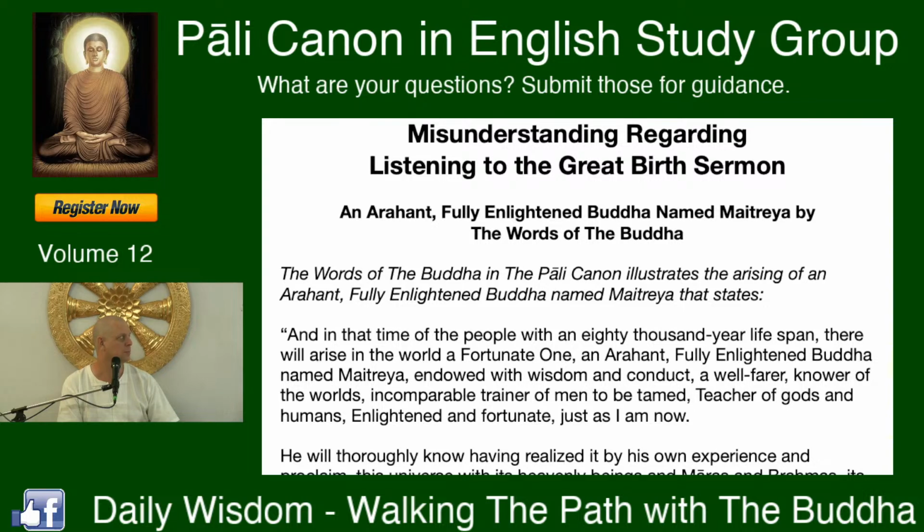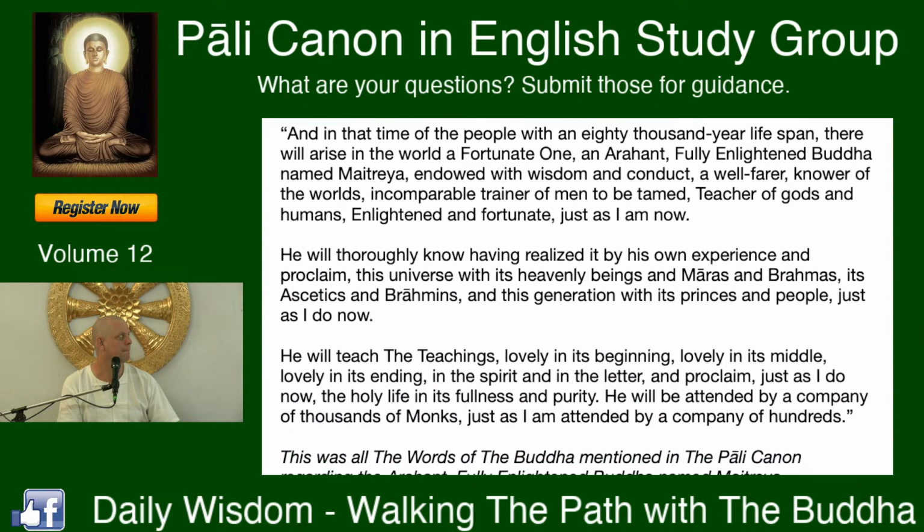that states, "And in that time of the people with an 80,000-year lifespan, there will arise in the world a fortunate one, an Arahant, fully enlightened Buddha named Maitreya, endowed with wisdom and conduct, a welfarer, knower of the worlds, incomparable trainer of men to be tamed, teacher of gods and humans, enlightened and fortunate, just as I am now. He will thoroughly know, having realized it by his own experience, and proclaim this universe with its heavenly beings and Maras and Brahmas, its ascetics and Brahmins, and this generation with its princes and people, just as I do now.